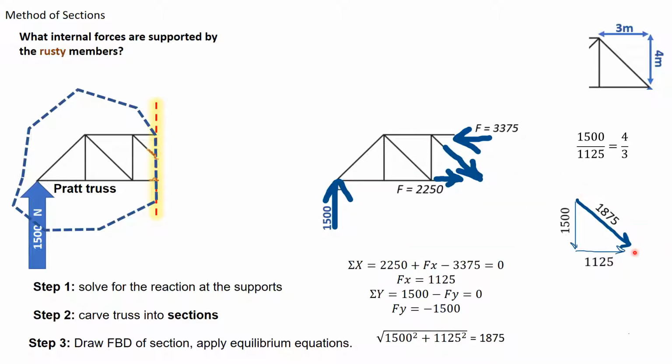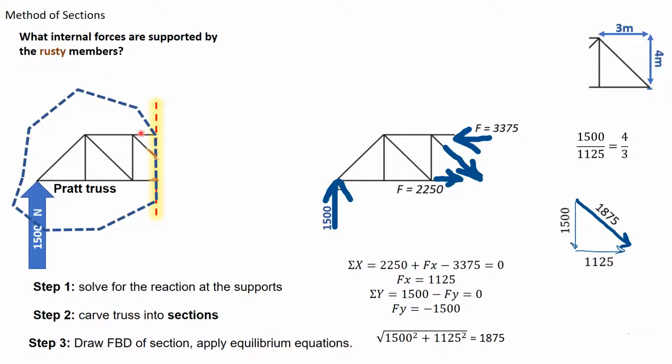And for our diagonal, we can look at adding everything in the x direction to 0. So 2250 plus 1125 is equal to 3375. In the y direction, the only thing in our y direction is the 1500. So 1500 up has to be 1500 down. A squared plus b squared equals c squared. And at the end, you can check that we have a 3-4-5 ratio for our forces.